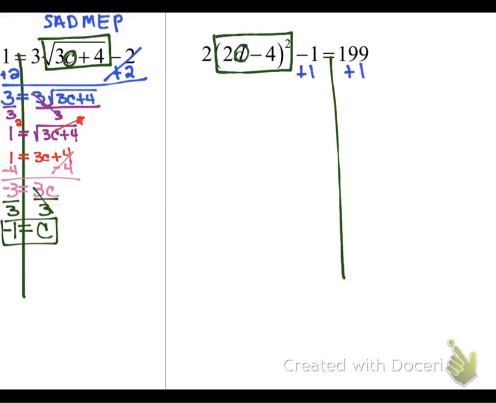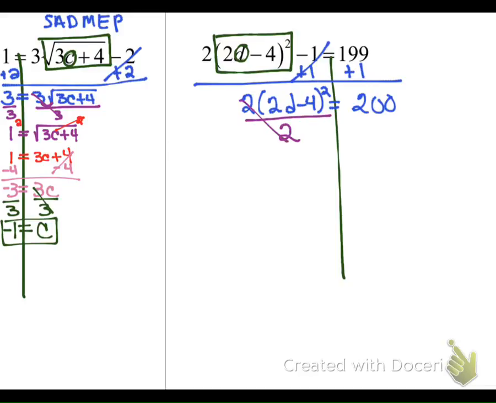1 to both sides. The 1's cancel on the left. I bring down the 2 times 2d minus 4 squared equals, and then 199 plus 1 is 200. I still don't have the square by itself. I need to get rid of the 2 on the outside of the parentheses, so I do that by dividing by 2. I bring down the 2d minus 4 squared on the left, and on the right I take 200 divided by 2, which is 100.